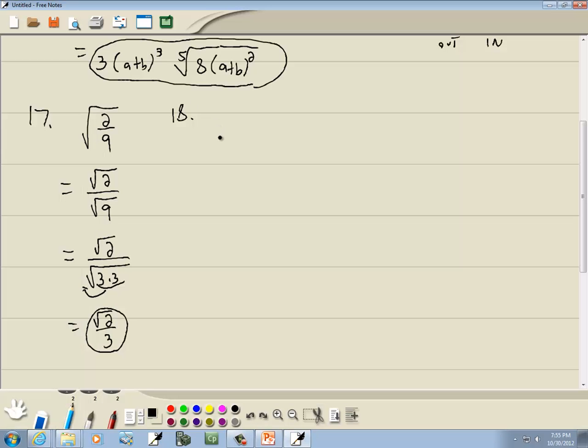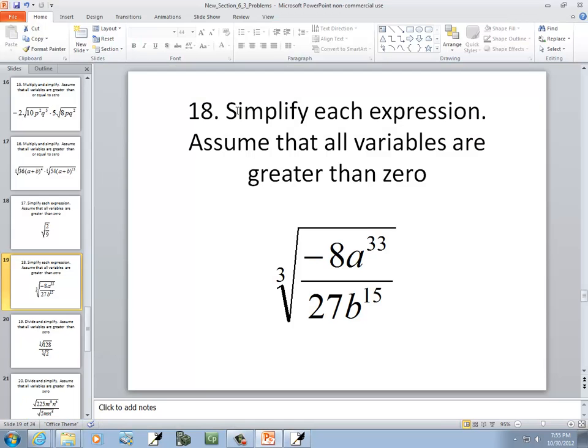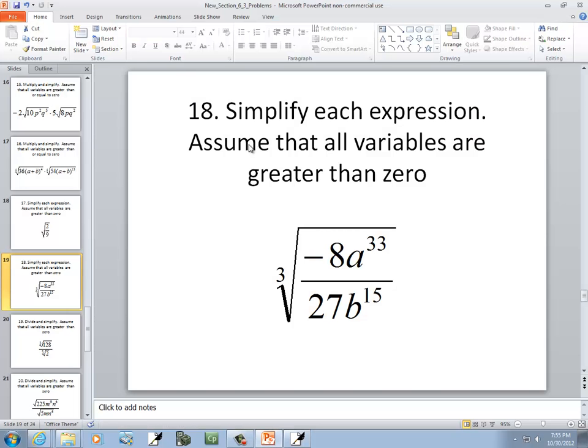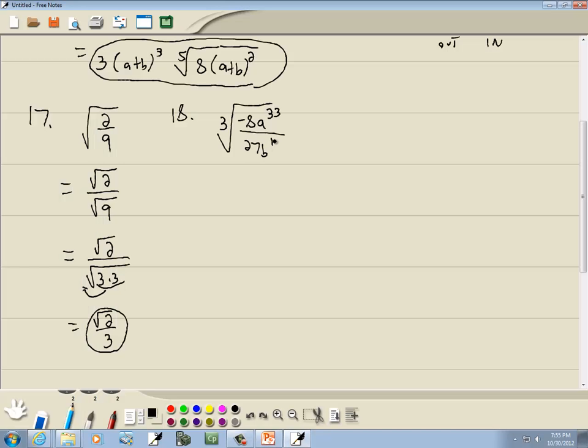Number 18. We've got the cube root of negative 8a to the 33rd over 27b to the 15th. Well, we said we can't have a fraction inside of a radical, so that's the main problem here. Our property allows us to put a radical around the top, so we've got the cube root of negative 8a to the 33rd, and then we can put a cube root around the bottom. And we've got 27b to the 15th.